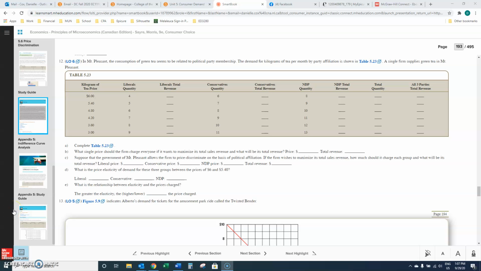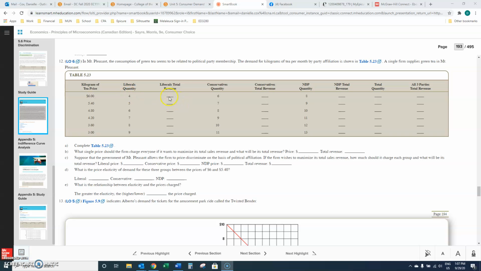Okay, now let's take a look at number 12. So we're given the amount of tea drunk by each party, and first we're asked to complete the table. So here's the price per kilogram of tea. Here's the price and the quantity, and we need to get the revenue then for each one. So this part is pretty simple.